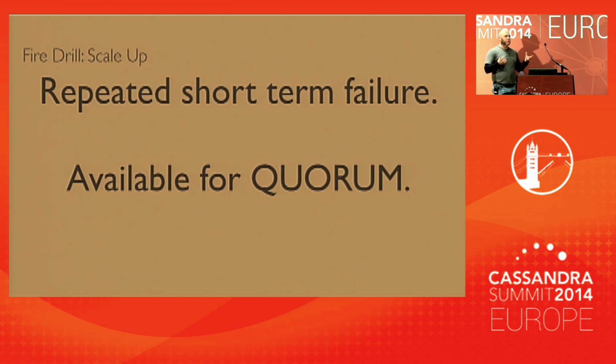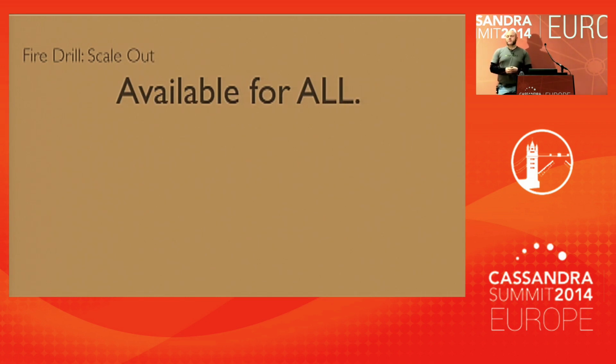Scale up. This is where we move to bigger hardware. Again, this is just repeated short-term failure. We turn the node off, we copy all its data and config onto a new node, we turn it back on. Good to practice. And scale out, we do this all the time. We're available for all operations. This is the easy thing. This is why people go to all the trouble with Cassandra.